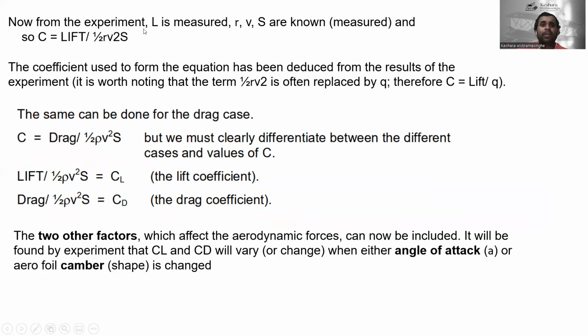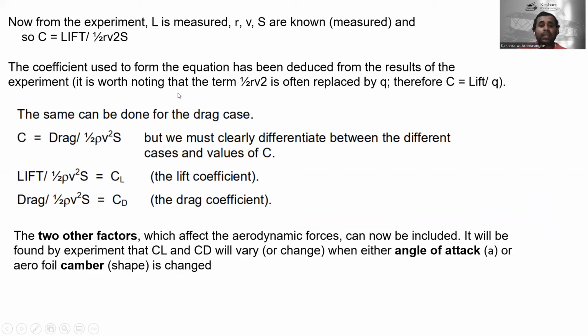So now, from the experiment, L is measured and rho, V, S are known, so C equals lift divided by half rho V squared S. So the coefficient used to form the equations has been deduced from the result of the experiment.